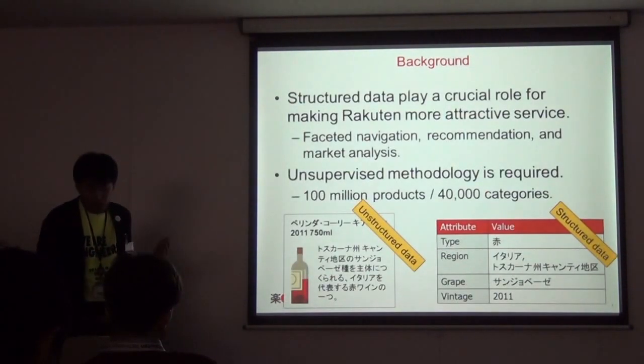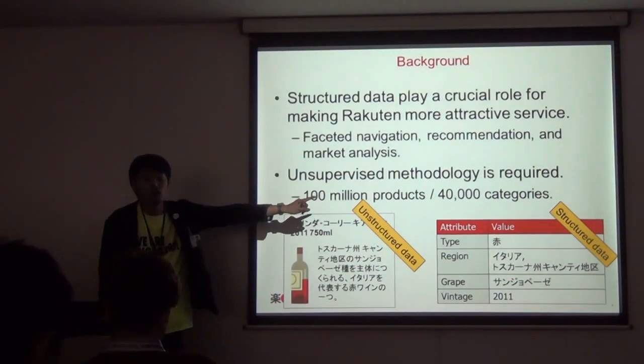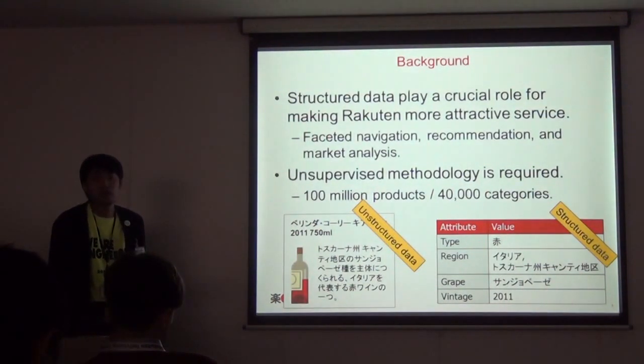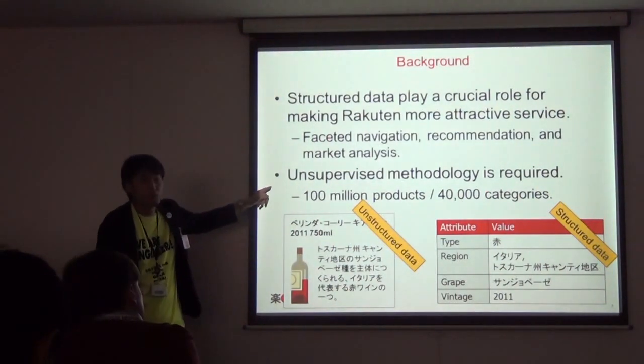So in Rakuten, there are tons of products and categories, so it's very difficult to prepare the supervised data manually. So we are trying to solve this problem in an unsupervised manner.